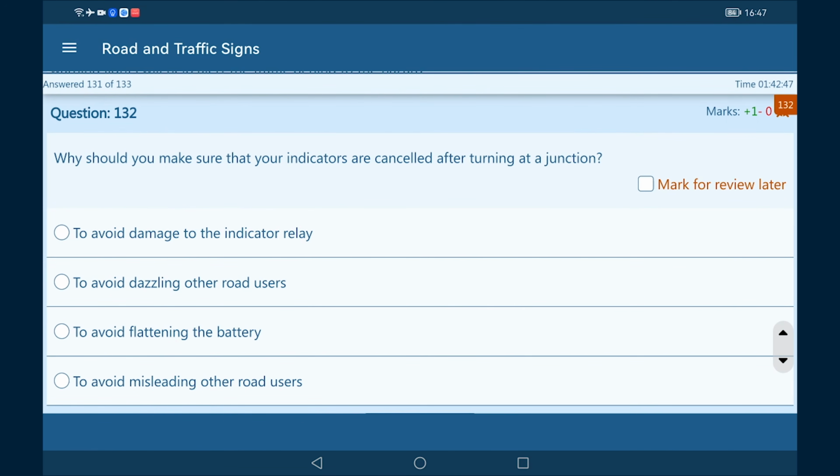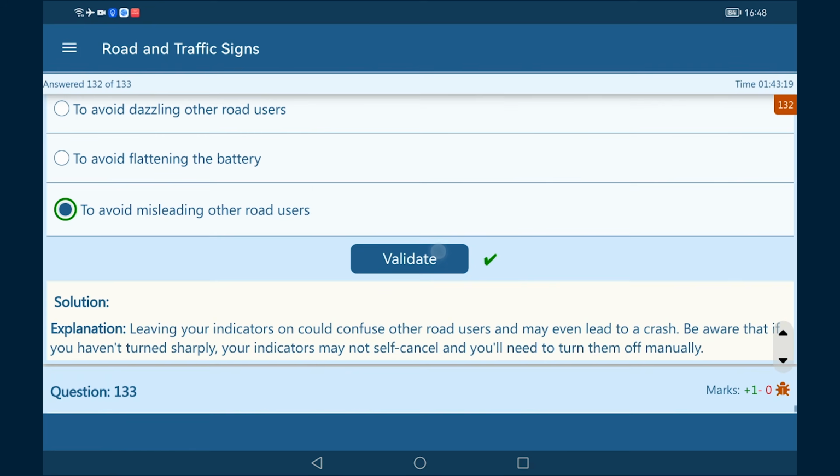132. Why should you make sure that your indicators are canceled after turning at a junction? Option 1. To avoid damage to the indicator relay. Option 2. To avoid dazzling other road users. Option 3. To avoid flattening the battery. Option 4. To avoid misleading other road users. The correct answer is Option 4, that is, to avoid misleading other road users.